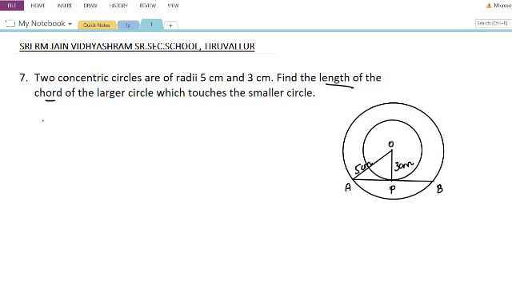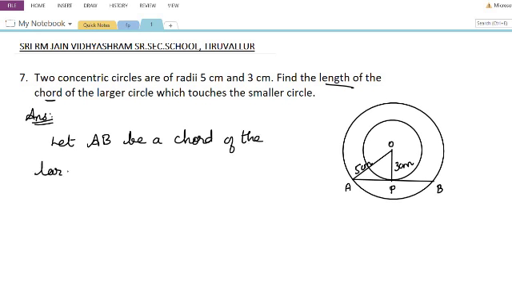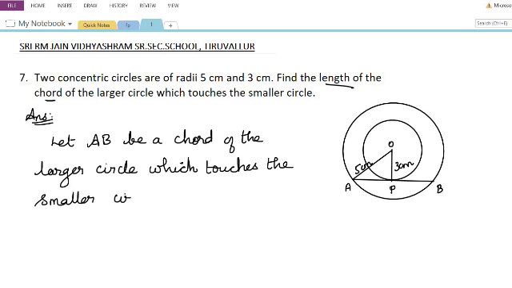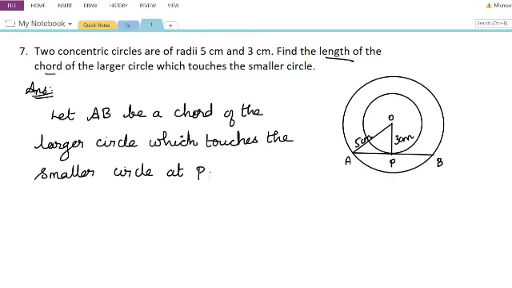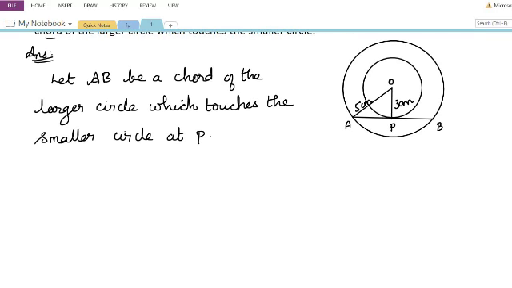Right? Now first let us write what is given. So they have given, let AB be a chord of the larger circle which touches the smaller circle at P. Right? Now, already OP and OA we have joined and the radii they have given are 3 and 5. We have to find out the length of AB.